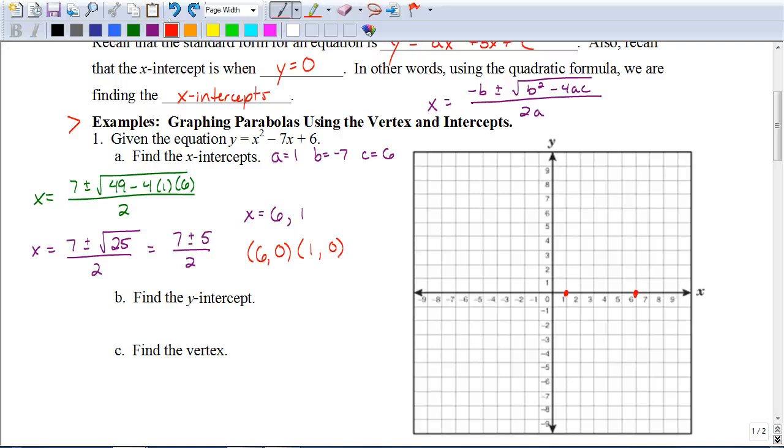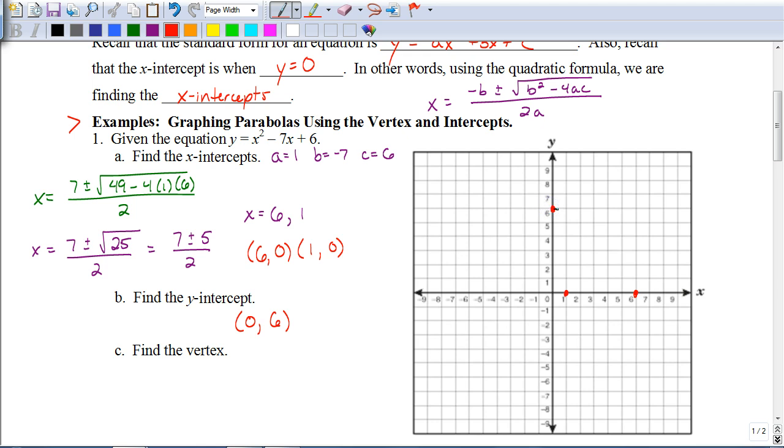Okay, so now we want to find the y-intercept. The y-intercept is easy. That's from a couple videos previously. Remember, the x-intercept is where y is 0, and the y-intercept is where x is 0. So if I put 0 in for x, I'm left with 6. Remember, the y-intercept is always whatever c is. So c in this case is a positive 6, and the y-intercept is the coordinate (0, 6).